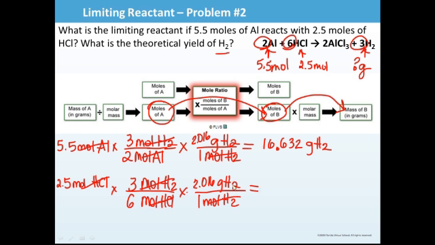We're going to multiply everything on the top. We're going to divide by everything on the bottom, and we get an answer of 2.52 grams of hydrogen.